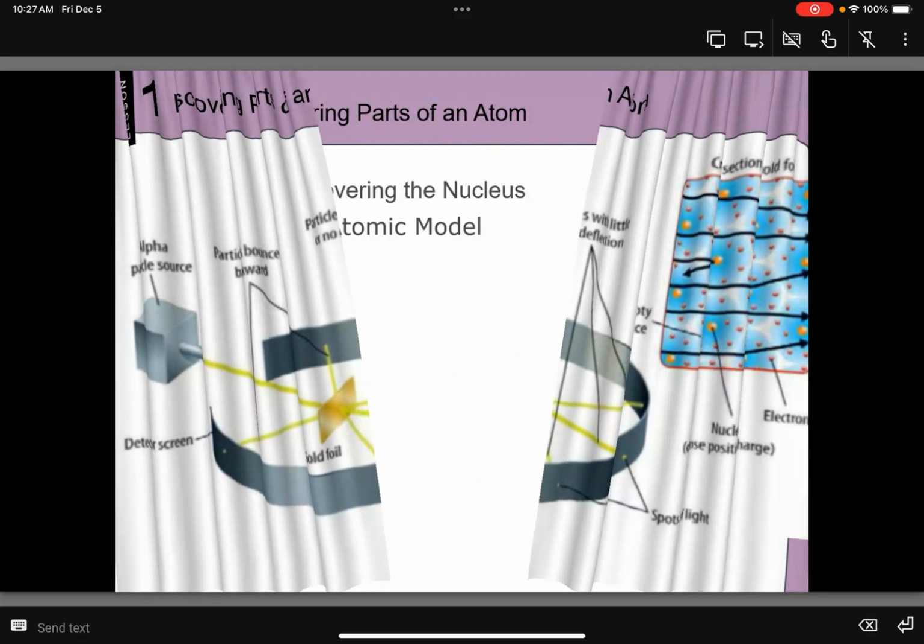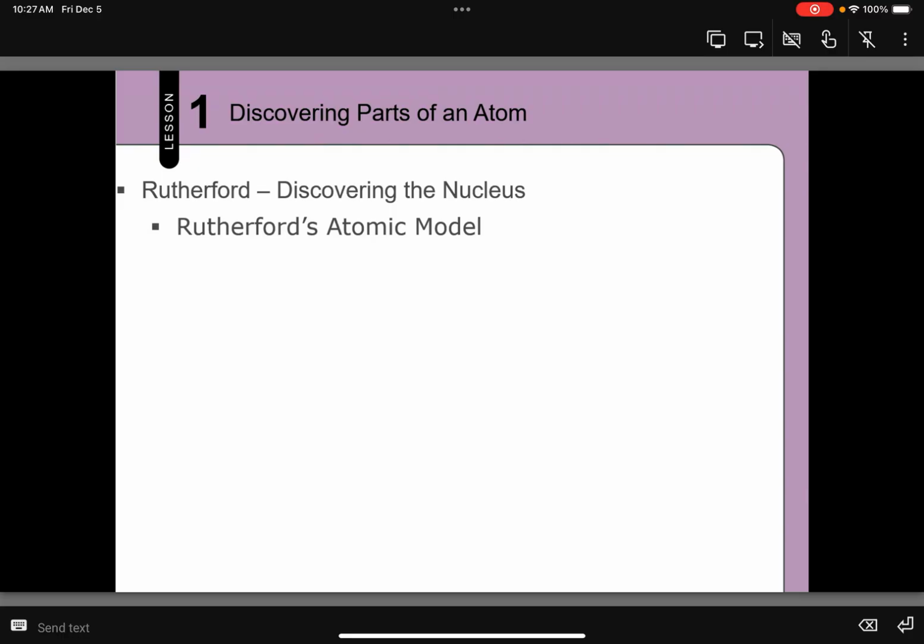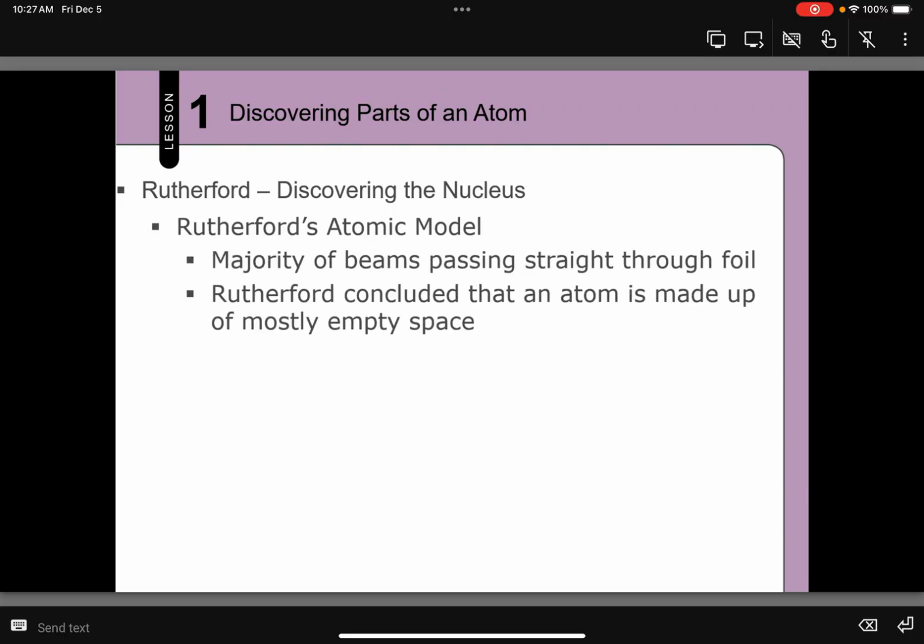It looked different. So Rutherford's model of the atom looked different than what Thomson's did. Because the majority of the beams passed straight through, he concluded that the atom is made up of mostly empty space, which is kind of what Democritus and Dalton said, right?